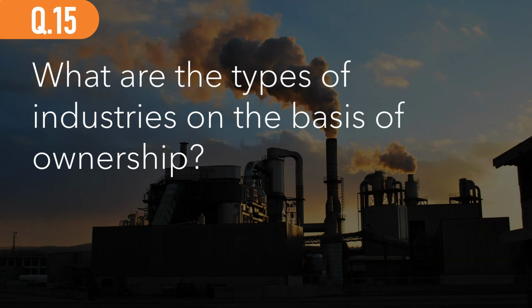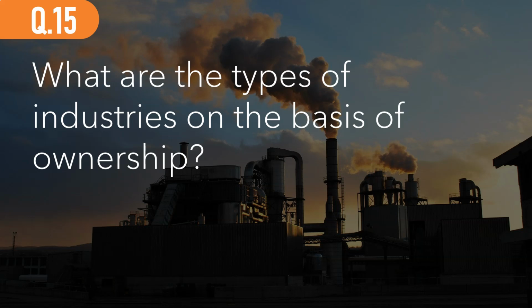Question number 15. What are the types of industries on the basis of ownership? So who owns the assets? Who reaps the profits? This can be determined based on the ownership. So there's public sector undertakings or public corporations. In this case, the government owns and manages all of the industrial processes. Next, we have private sector undertakings or private companies. And in this case, a group of individuals or a single individual owns and operates the manufacturing.